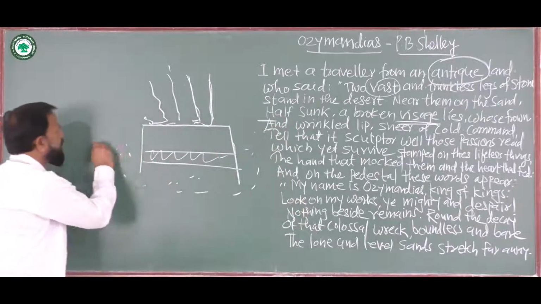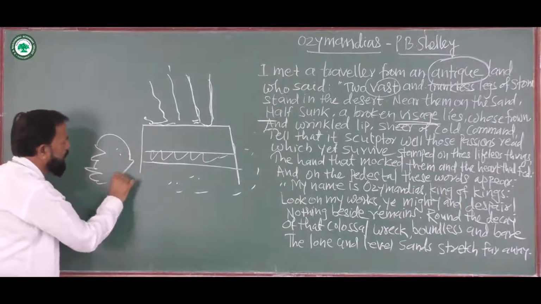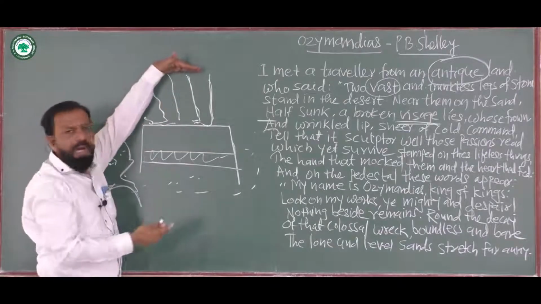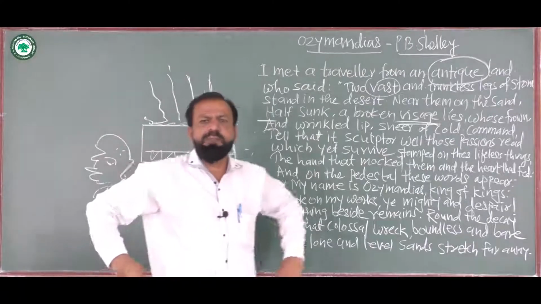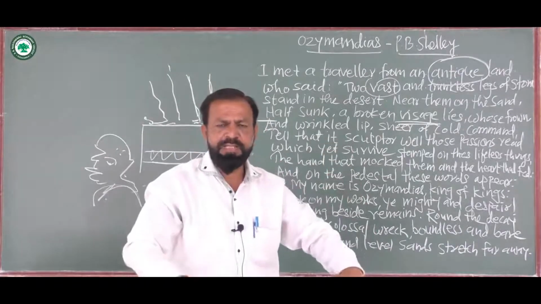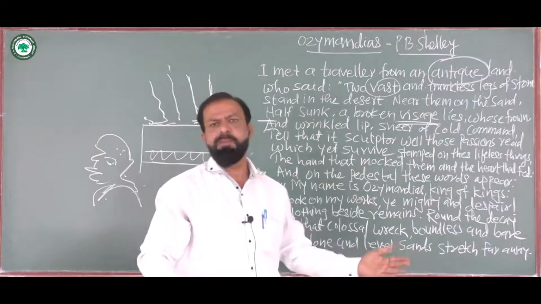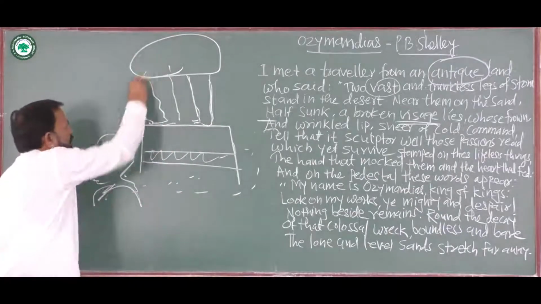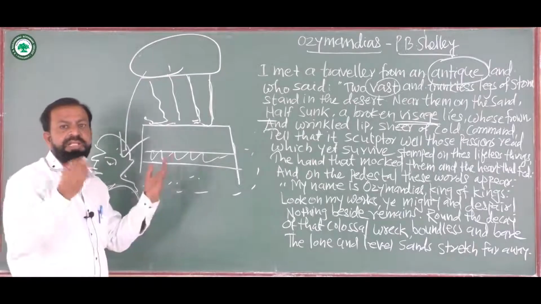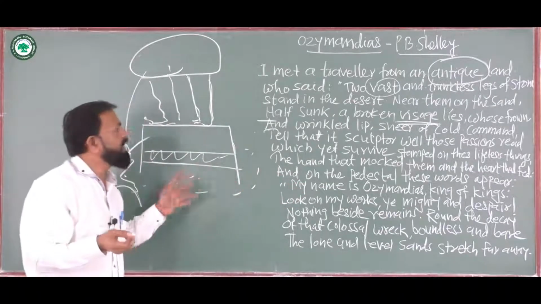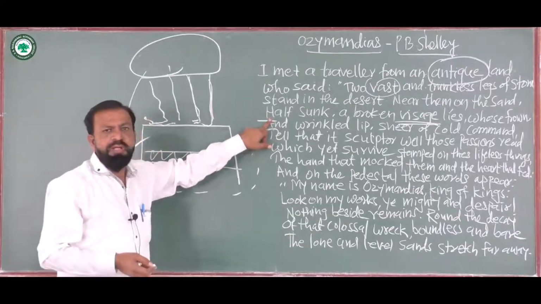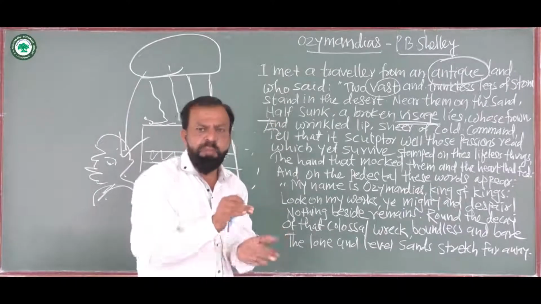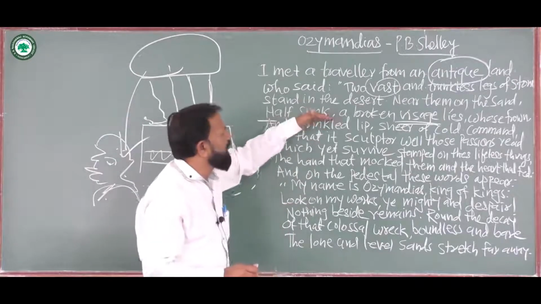Okay, so suppose here is this part of the statue. The half part up to the legs or up to the waist only is on the pedestal, on the dais, on the platform. But the upper part of this statue has fallen down. It is broken and it has fallen down. But in what condition is the statue? Half sunk. It means it is near to being buried, we can say. Half sunk, a broken.